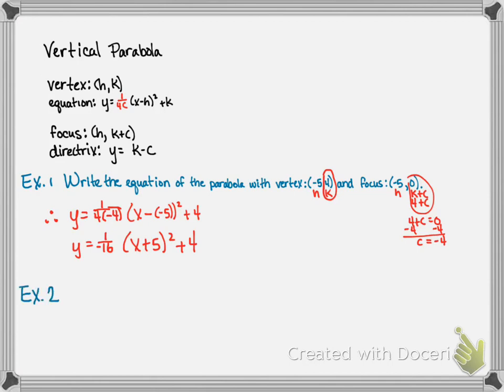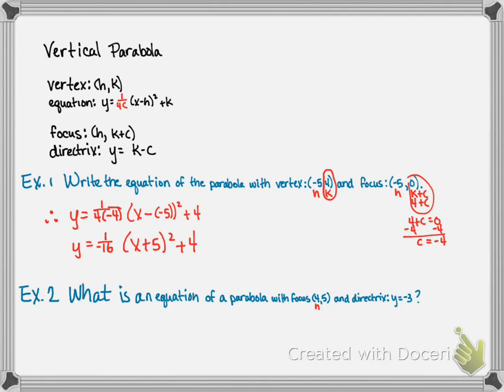Let's look at a second example. This time, what is an equation of a parabola with focus (4, 5) and directrix y = -3? Using the formulas, this 4 is my h, the 5 represents k + c, and -3 represents k - c. So I've got two equations. I've got k + c = 5. I have k - c = -3.